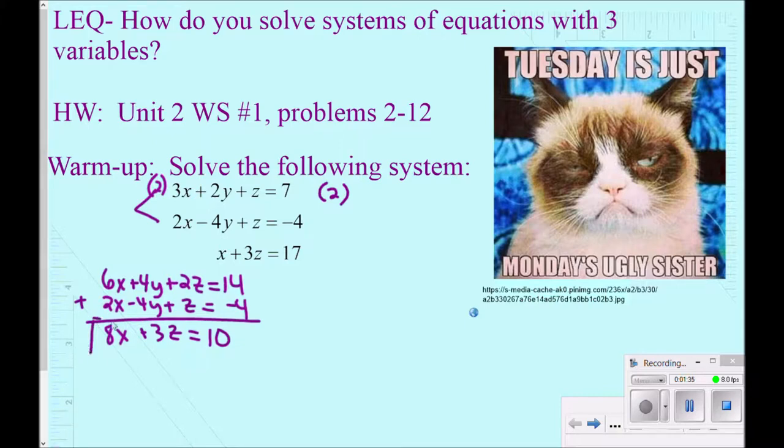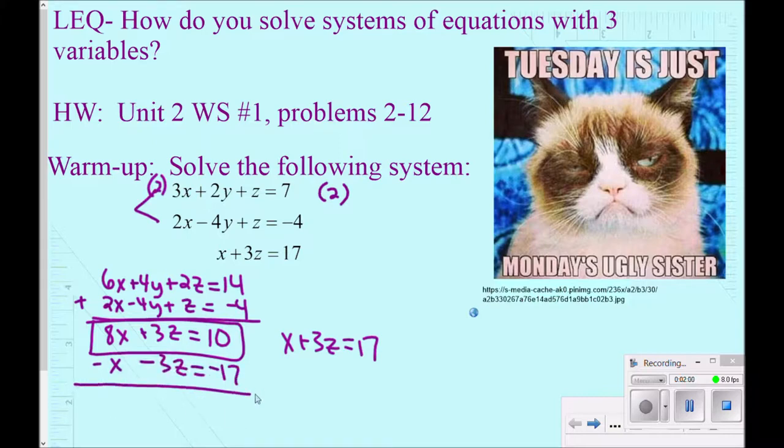So now I'm going to combine that with my x plus 3z equals 17. I'm seeing the 3z looks like it'd be easy for us to eliminate the z's. So I'm going to multiply through by -1. So I have negative x minus 3z is equal to -17. So when I combine 8x minus x, I'm getting 7x. The z's are now gone, and that is 10 minus 17, which is -7, which means x is equal to -1.